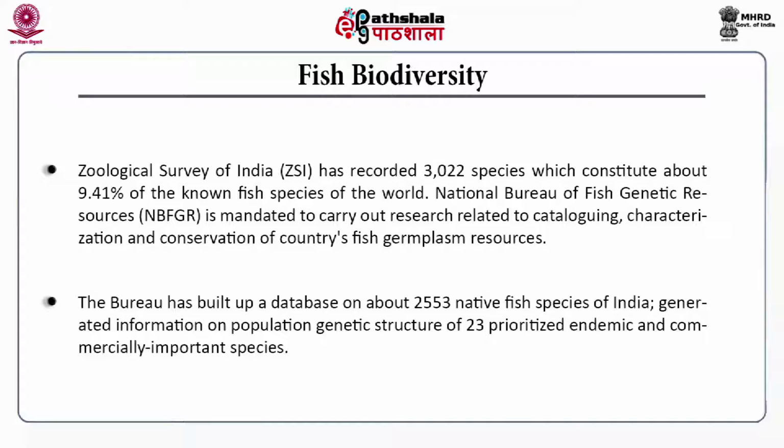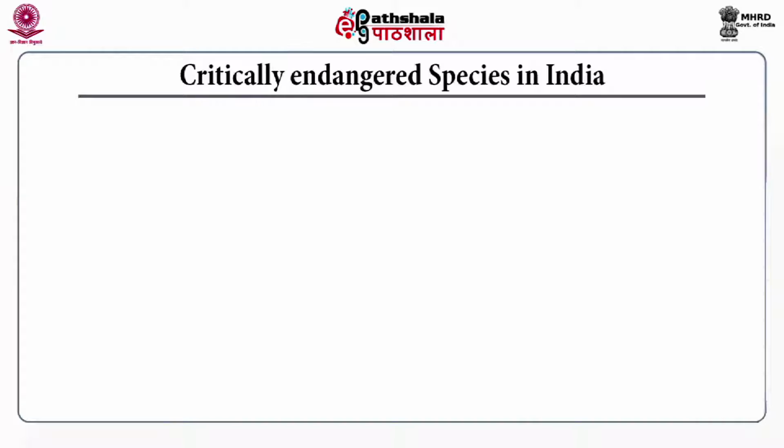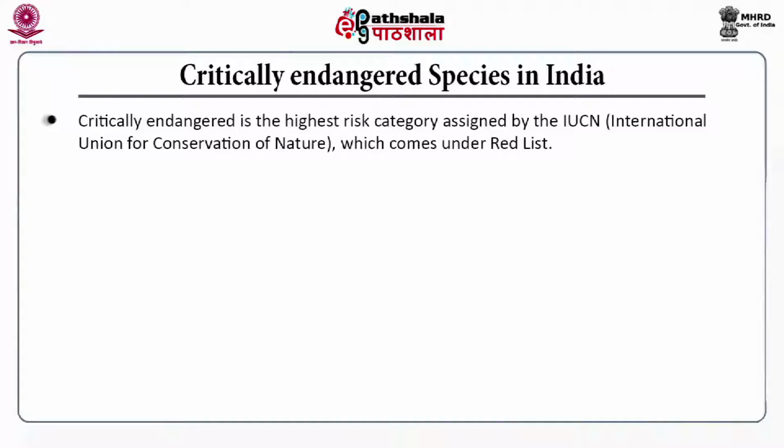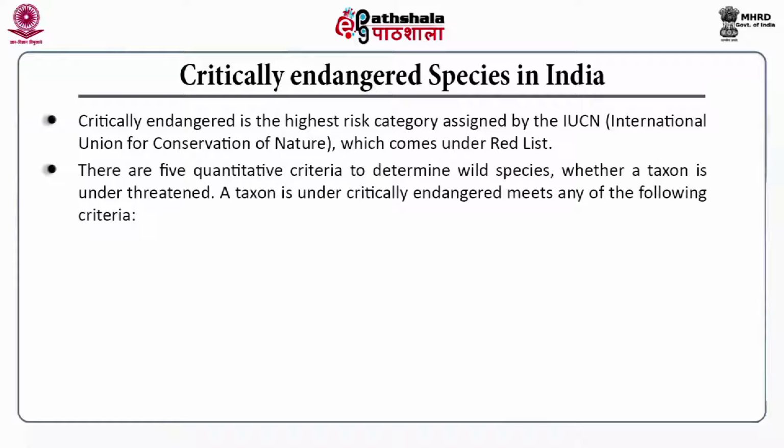Now, critically endangered species in India. Critically endangered is the highest risk category. It has been assigned by the International Union for the Conservation of Nature and Natural Resources and comes under the red list. There are five quantitative criteria to determine whether a wild species taxon is under threat or not. A taxon is critically endangered if it meets any of the following criteria.